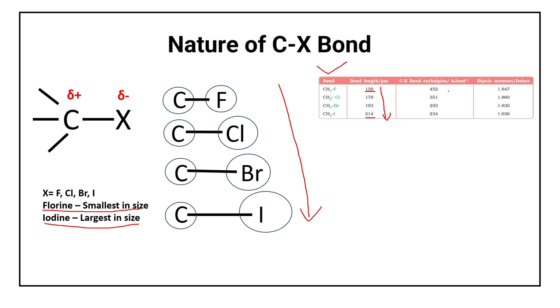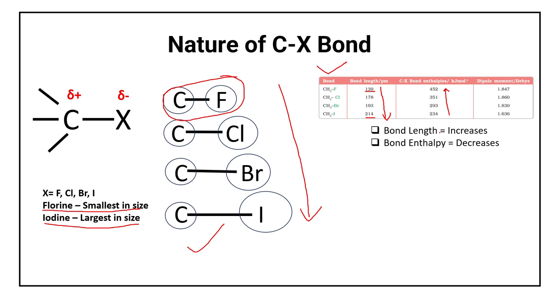But when it comes to bond enthalpies, they follow the reverse order, because bond enthalpy is the energy required to break the bond. The C-F bond is stronger, so it requires more energy to break, whereas the C-I bond breaks easily. That's why the bond length increases and the bond enthalpy decreases.